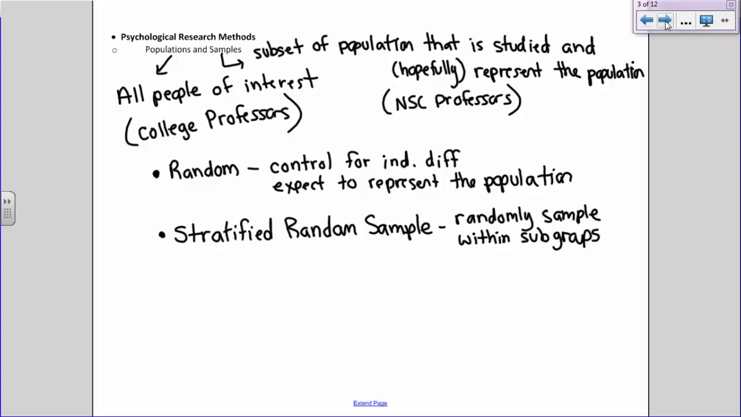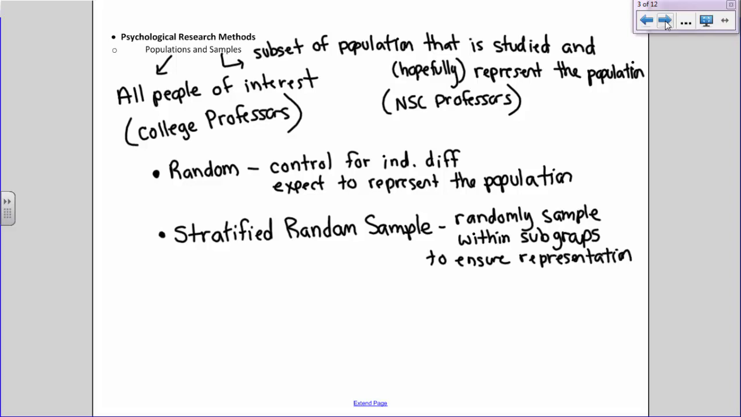And I will post these slides for you, so don't feel like you have to feverishly write all this stuff down. On your notes page, it's probably best if you just take notes in your own words, and then you'll have these later. Okay, so stratified random sample, randomly sample within subgroups to ensure representation. So I'll explain what that means.